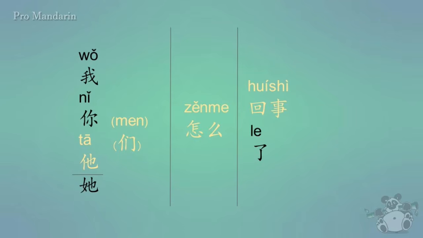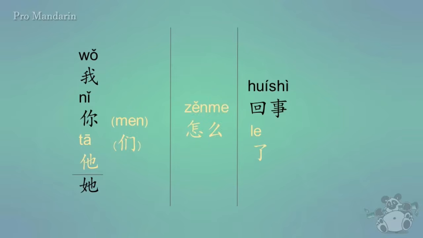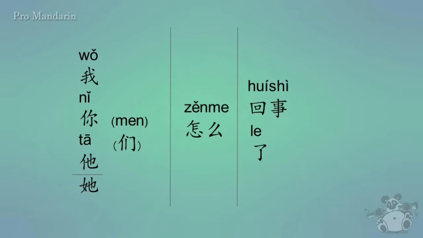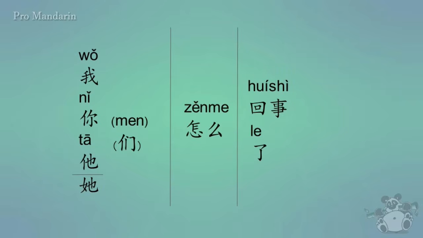他们怎么回事? Now, how would you say what's wrong with them? 他们怎么了? Now, one last one before we move on. How would you say what's going on with her or what happened to her? 她怎么回事?